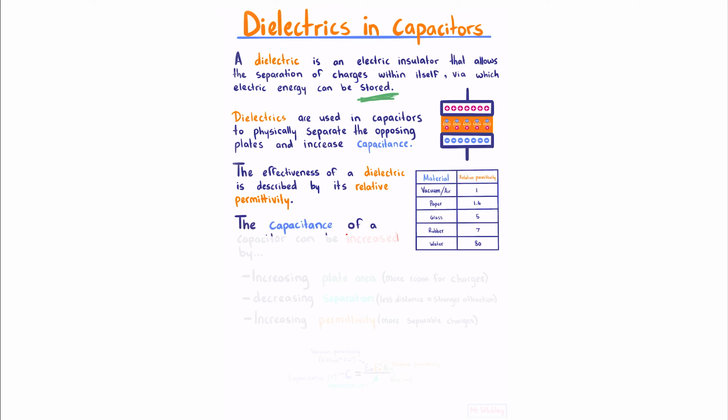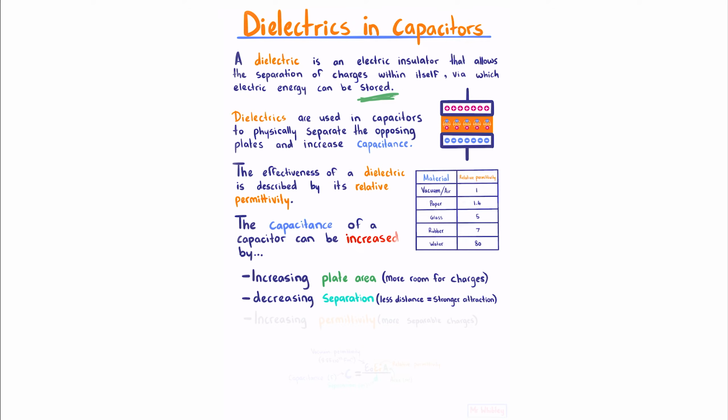The capacitance of a capacitor can be increased by increasing the plate area, which creates more room for charges, so we have an increased capacity. It can also be increased by decreasing the separation, because less distance means a stronger attraction, and if we have a stronger attraction, that means more charges are able to be pulled onto the plates. And we could also increase the permittivity, which means we have more separable charges within our dielectric, which causes a stronger attraction. Mathematically, we can write the capacitance as epsilon naught, which is a constant called the vacuum permittivity, multiplied by our relative permittivity, times our area, and divided by our separation.